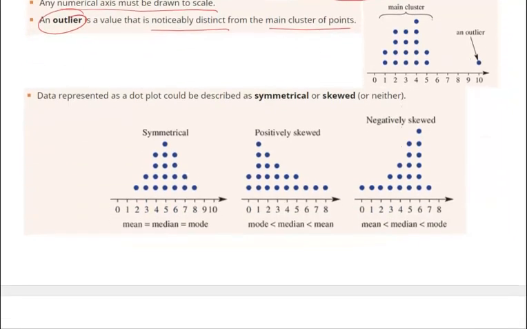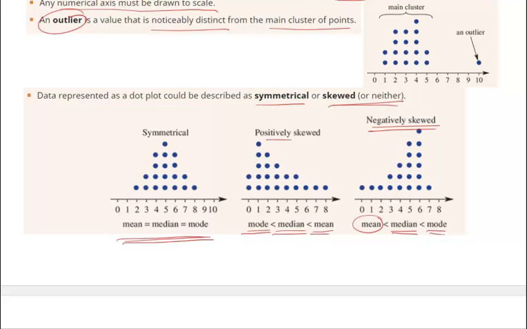So data represented as a dot plot can be described as symmetrical, meaning the mean and the median and the mode are pretty much lined up. That's totally symmetrical, they're equal. Or they're skewed. A positive skew means that the mode, the most frequent, is less than the median, which is less than the mean. So it means that these measures of center are pushed to the left. Whereas negatively skewed, the mean, the average, is less than the middle point, which is less than the most frequent.